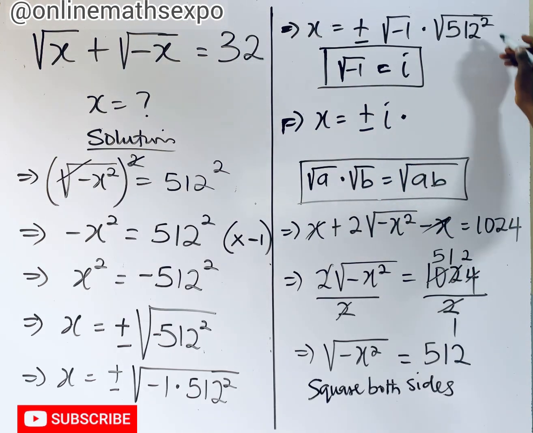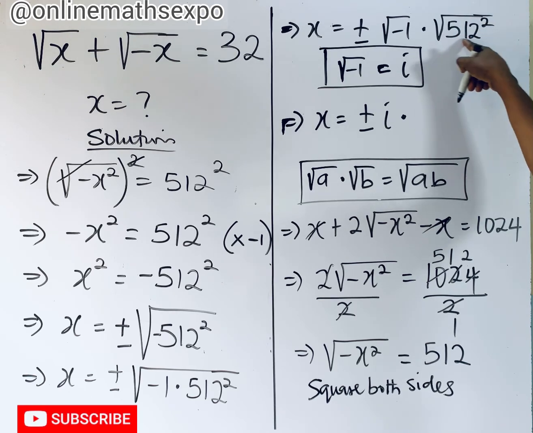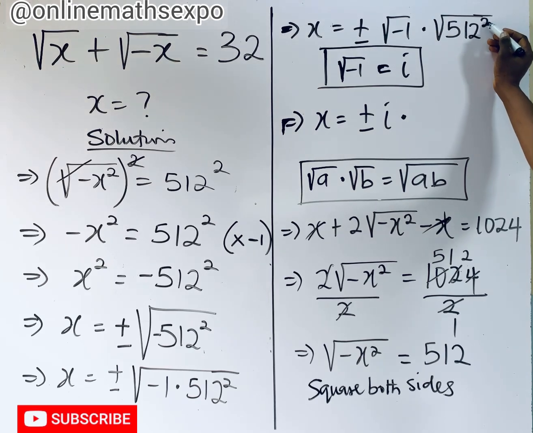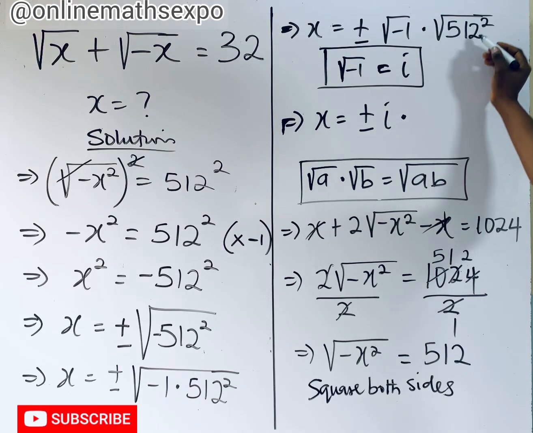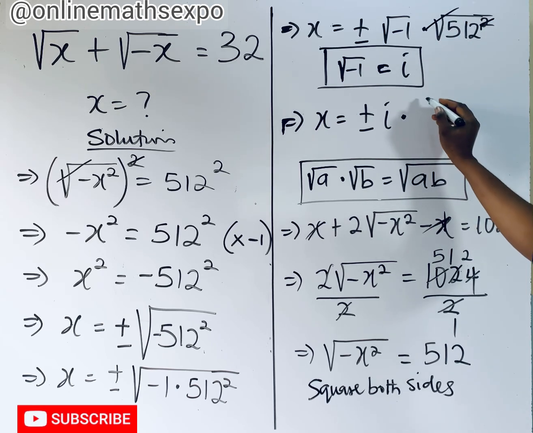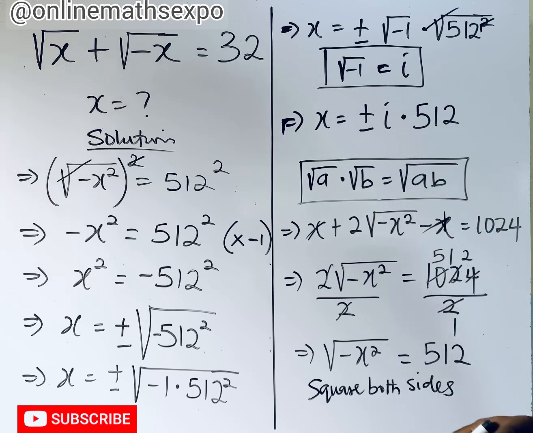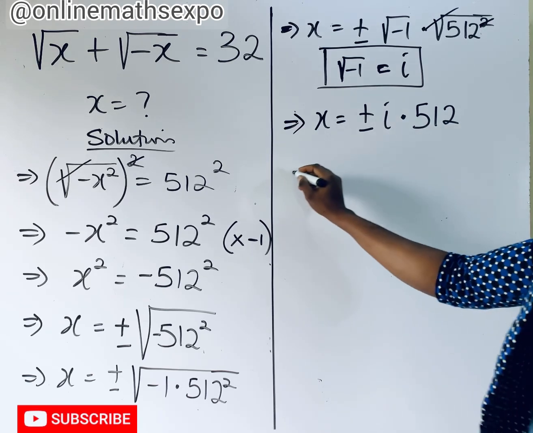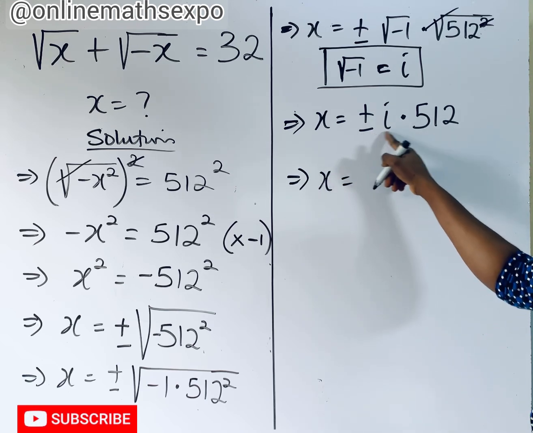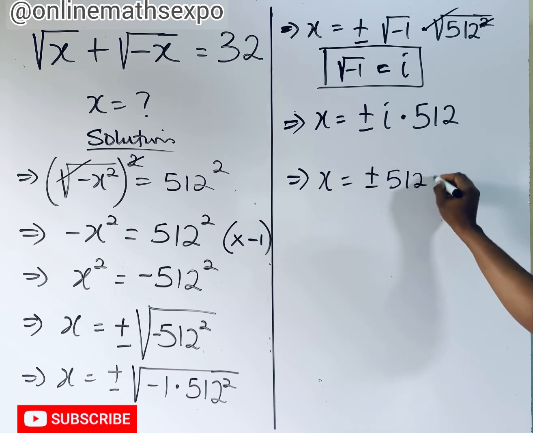Now you are free to use this square to cancel the square root, because the only number in the square root is positive, not negative, and the square is affecting 512. So you are free to cancel the square with the square root. If you do that, you are going to have 512. Simplifying it further, this implies x is equal to plus or minus 512i.